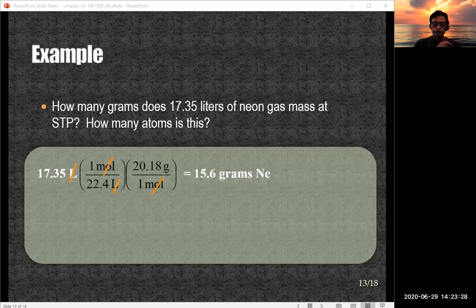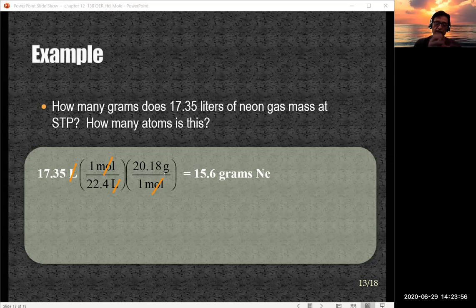And notice here, I'm given 17.35 liters, 4 sig figs. Earlier I said that 22.4 liters is a measurement, and it may be a factor in your sig figs. And in this case, yes, it is, because it's 3 sig figs for 22.4. So our answer should have no more than 3 sig figs, which is 15.6 grams.